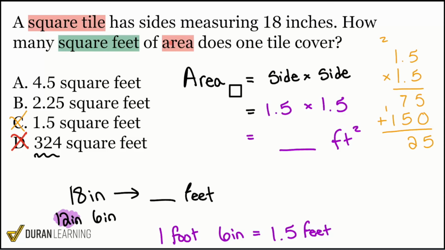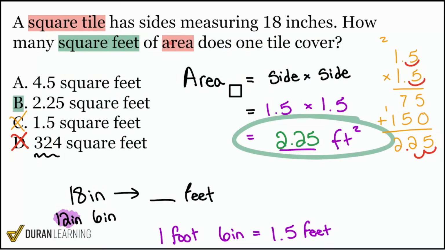12 over here, carry the 1, and then 2. We have 2 decimal places, 1, 2. So we'll bring back 1, 2. And there we are. The final answer is 2.25 square feet. And that is going to be answer choice B.